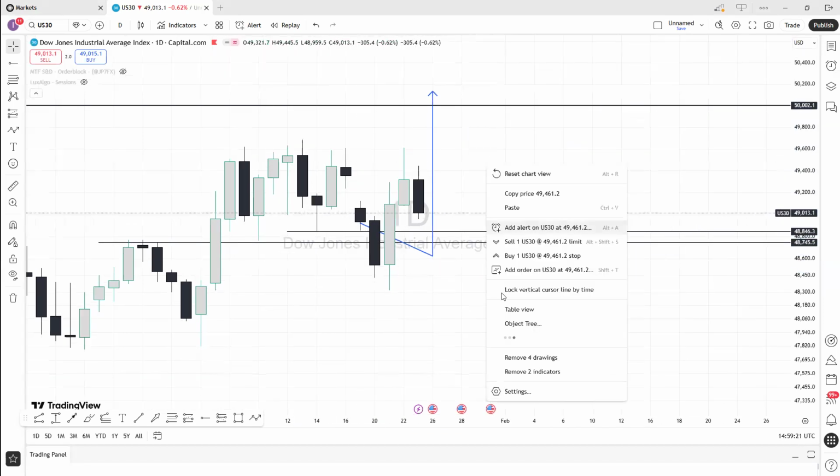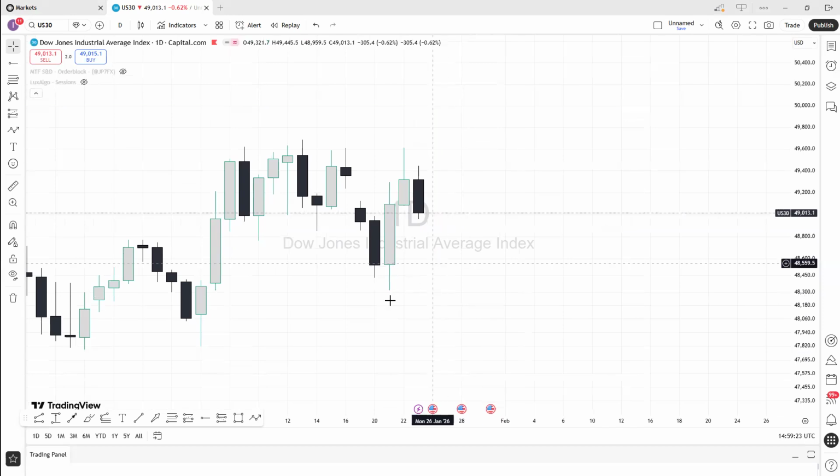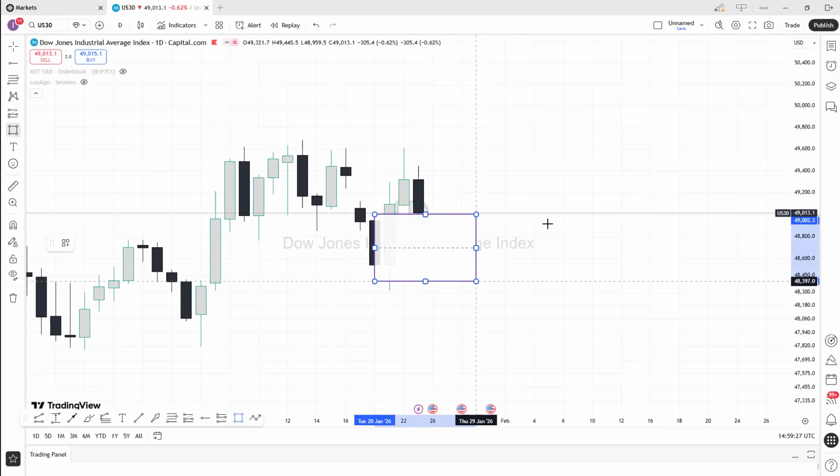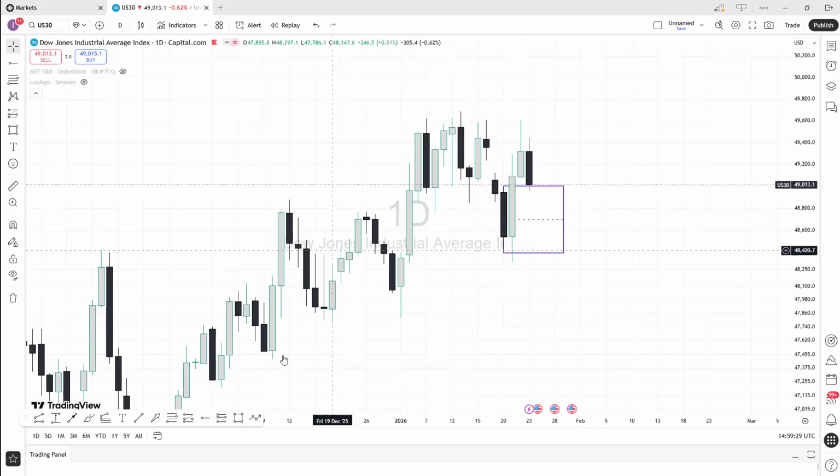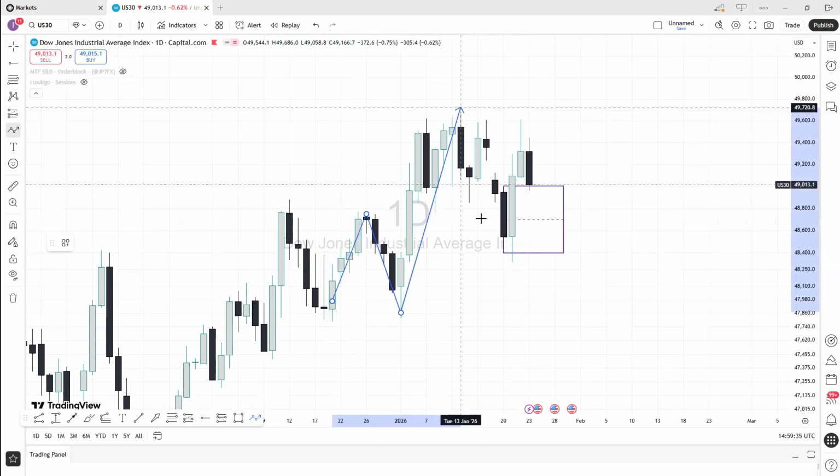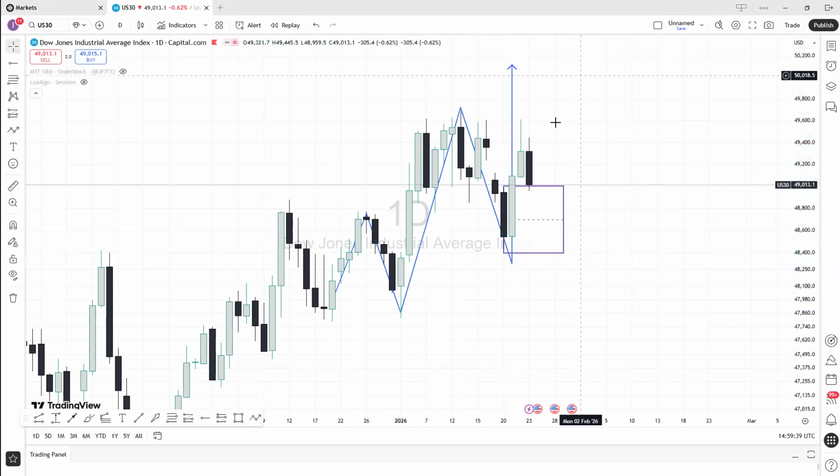Right now price is ranging on that particular demand, okay? And previously there is market structure. You see impulsive, corrective, another impulsive, so that is a pullback. We expect another impulsive move from that point.